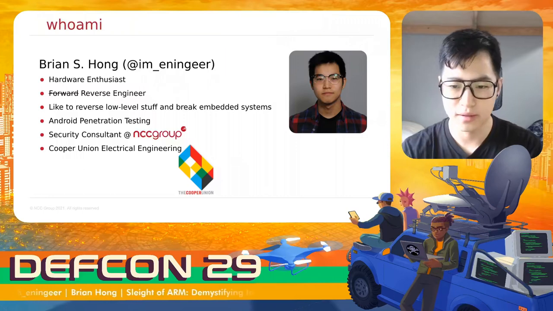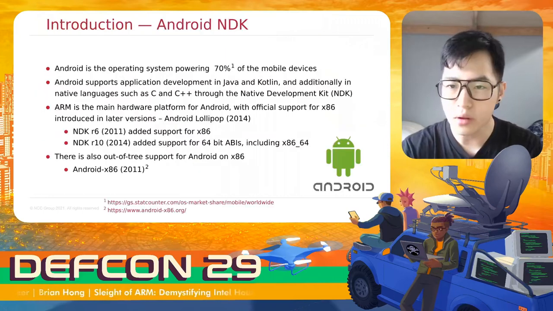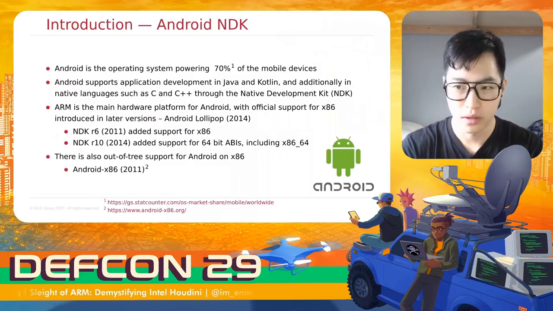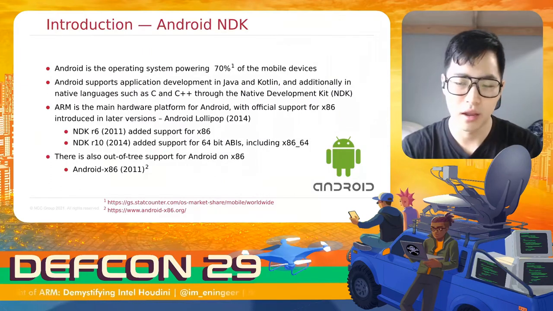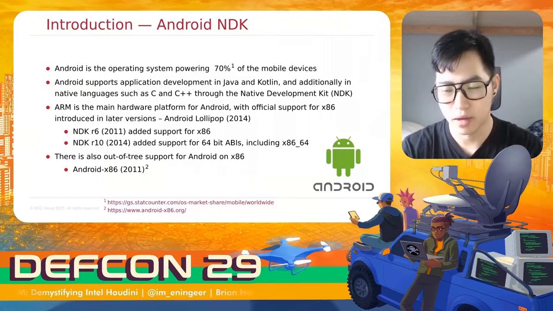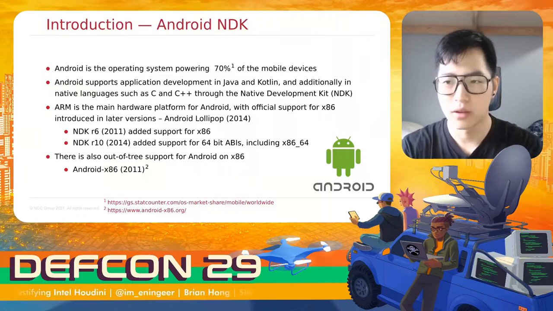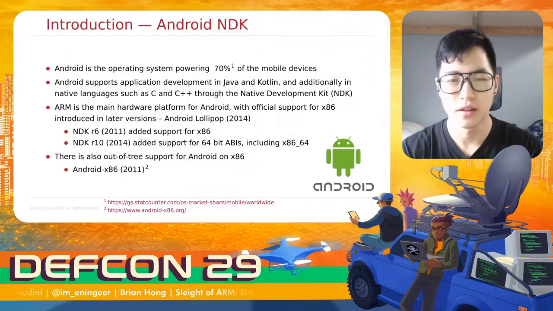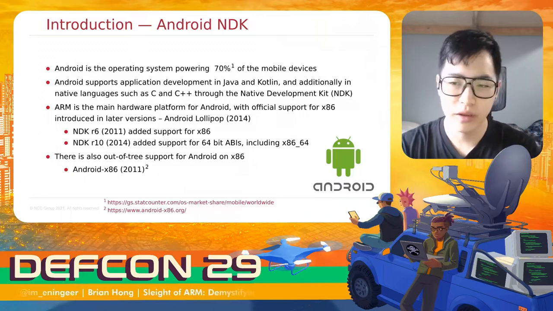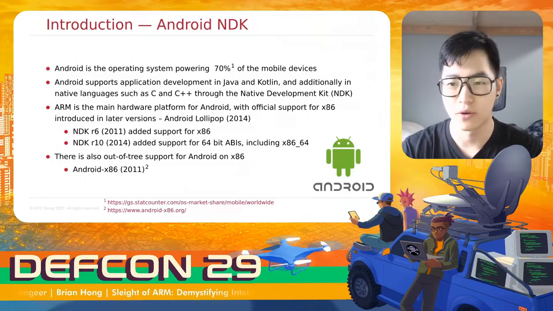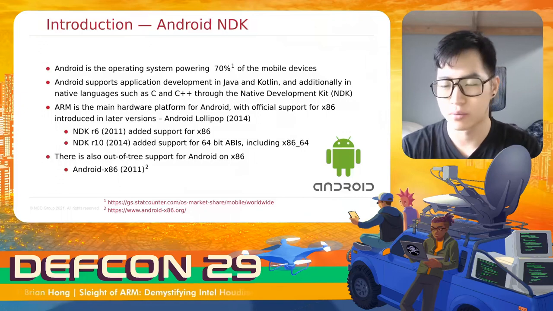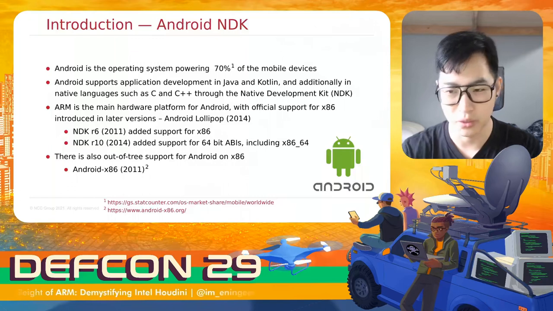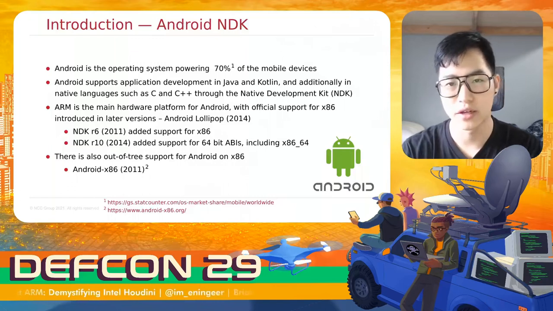So with that, let's get started with Android. Android is one of the largest operating systems in the world, and you can write Android applications using Java and Kotlin, as well as C and C++ using the Native Development Kit. Android was originally designed and built for ARM devices, but Google later added support for x86. And just to note, there has been out-of-tree support before that as well, such as the Android x86 project.